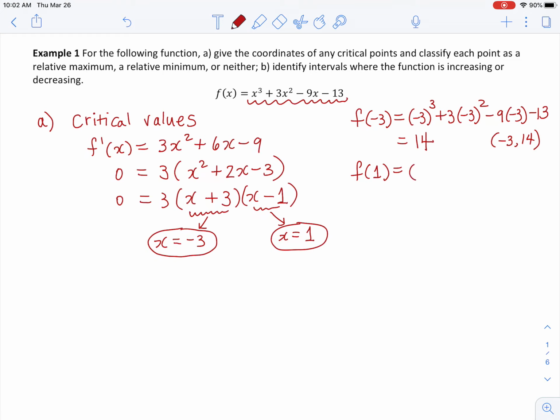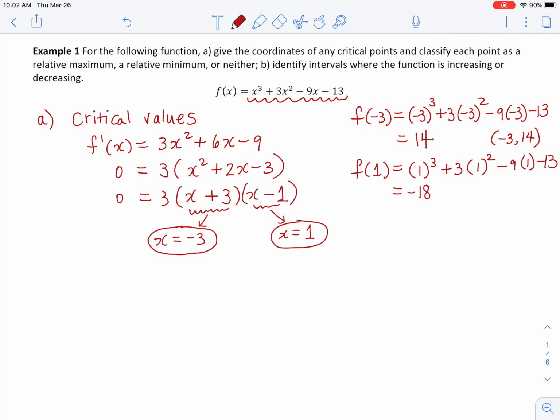All right, let's find the other one. Plug in 1 into the original function. And I want you to do that on your classwork to find your y values, okay? So that will be 1 plus 3 minus 9 minus 13. And that got me negative 18. So 1 and negative 18. These are my two critical values. Well, I should say critical points now because I have points now.